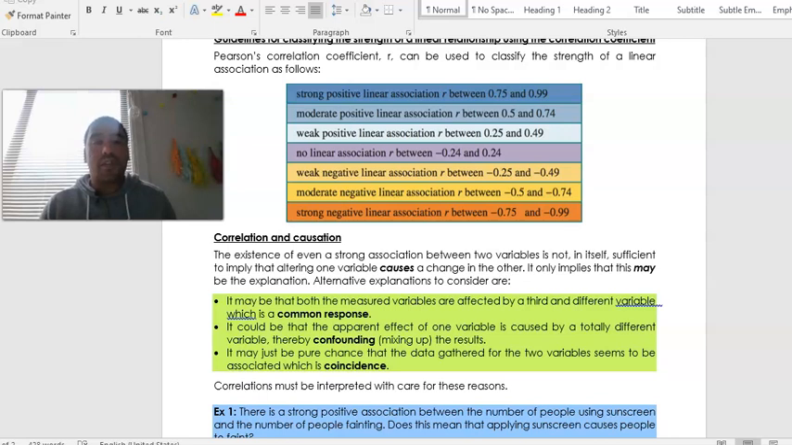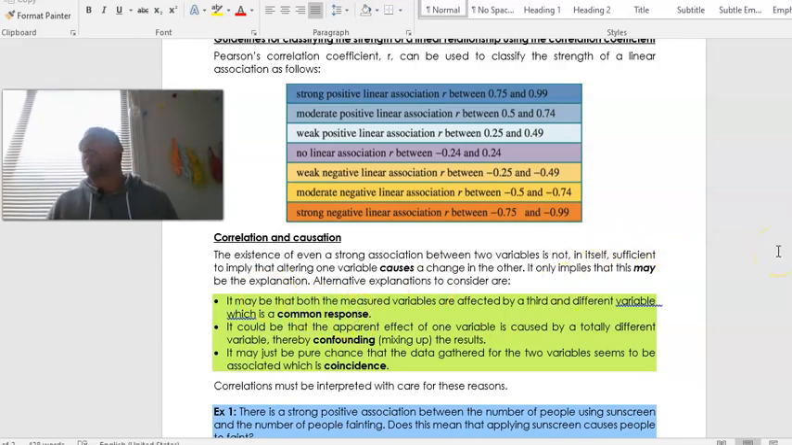Alternative explanations to consider include, and there are 3 different considerations. The first one is it may be that both the measured variables are affected by a third and different variable, which is a common response, and the commonality is between the 2 different variables.